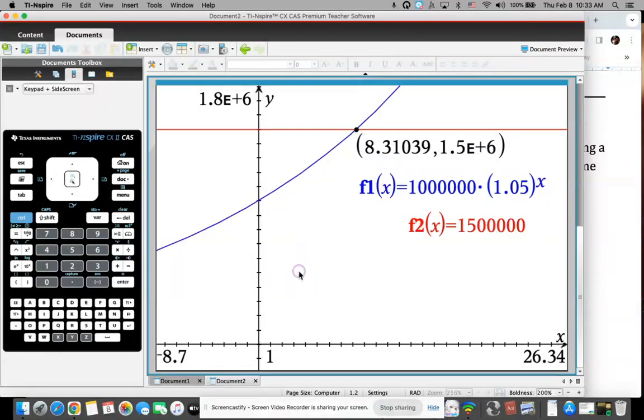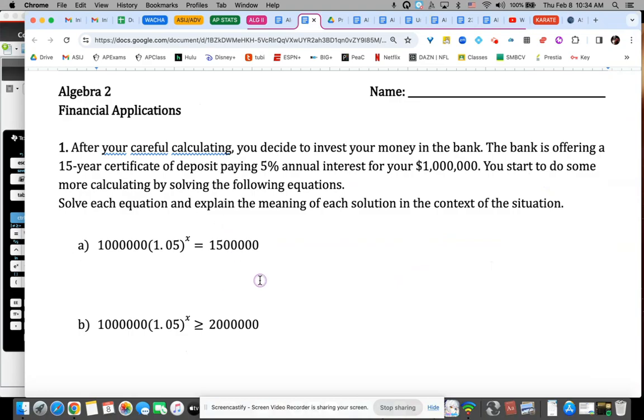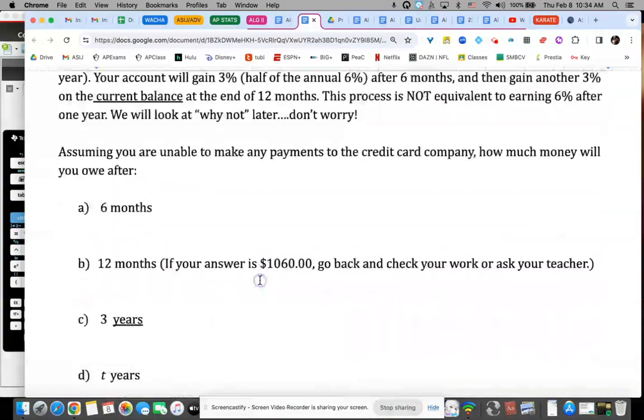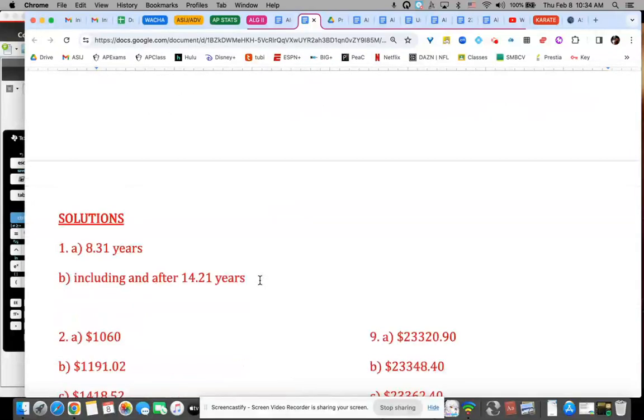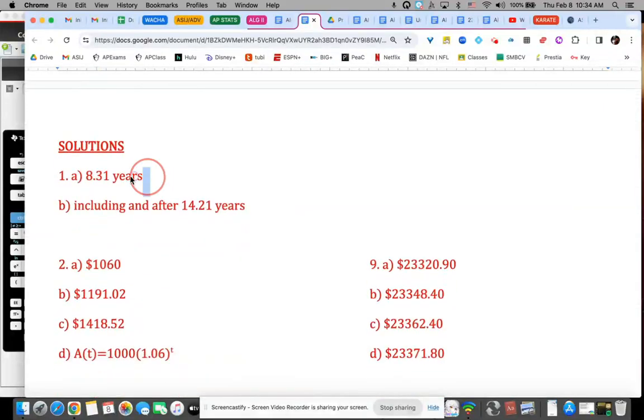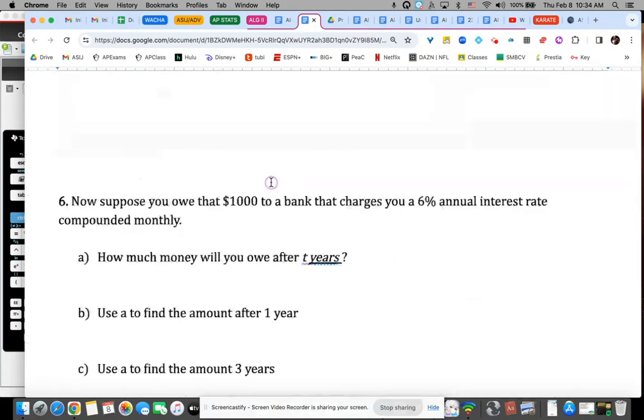So 8.31, right? So it took 8.31 years for my $1 million to turn into 1.5 million, right? That's the intersection. So 8.31 should be my answer to this first one. On the bottom of this sheet, you'll see all the answers are there. So if you're looking this up, you can scroll to the bottom and see your answers down there, 8.31 years.